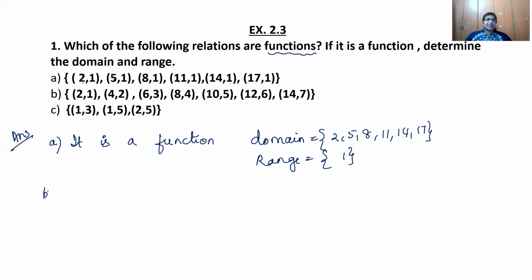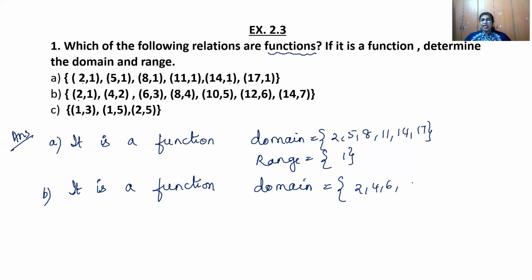Coming to the second one, B. Check whether it is a function or not. Check whether the elements are repeated: 2, 4, 6, 8, 10, 12, 14. No, so it is a function. What is the domain then? Domain is the set of all first elements: 2, 4, 6, 8, 10, 12, and 14. What is the range? Range is the set of all second elements: 1, 2, 3, 4, 5, 6, and 7.